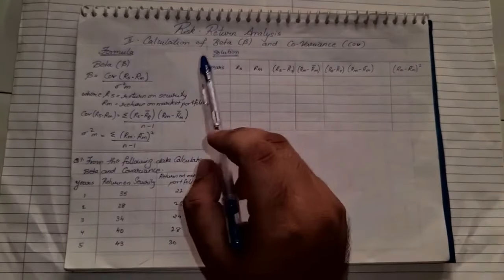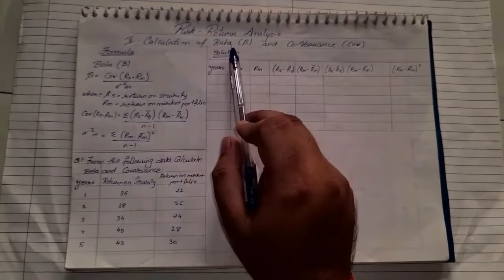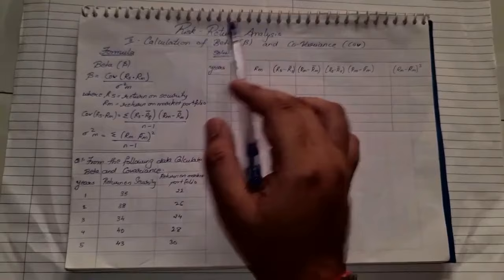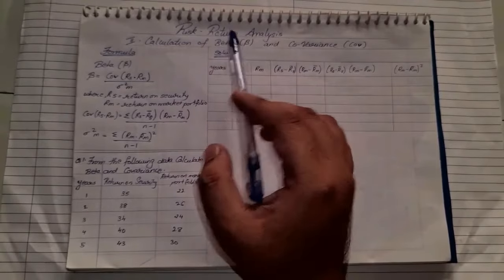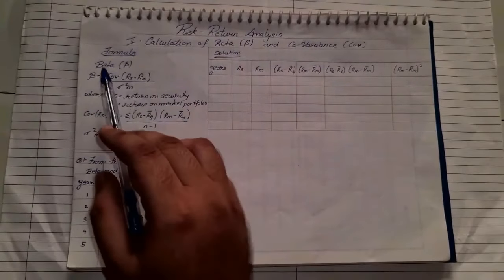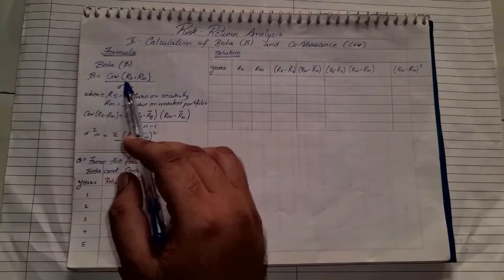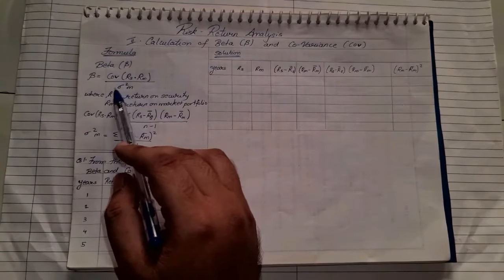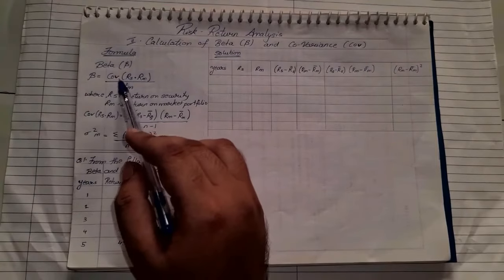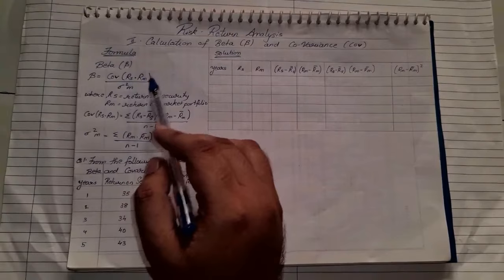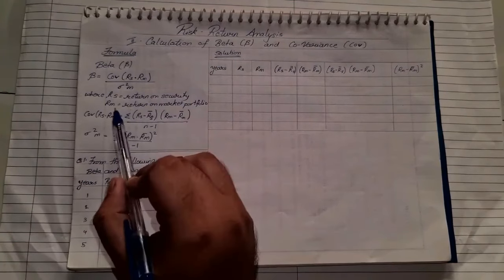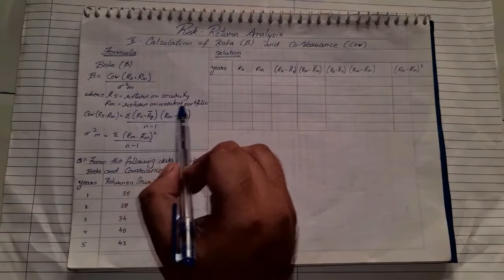Now let us see how to calculate beta and covariance under the chapter risk and return analysis. Before solving, let us see the formulas for calculating beta and covariance. The formula for beta is covariance of RS and RM upon standard deviation square M, where RS stands for return on security and RM stands for return on market portfolio.